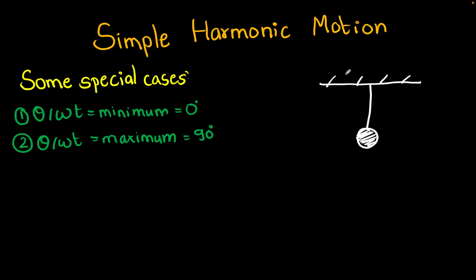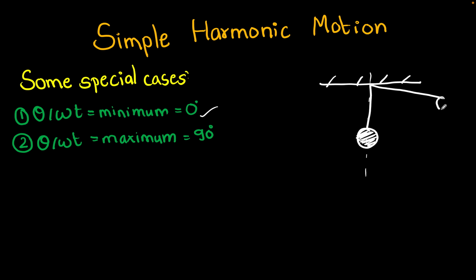Now first we'll see when there is no displacement, that means when theta or omega t is 0. That is this case right here, when the simple pendulum is not moving, rather it's in its mean position, its fixed position. First we will explore that, and then we will explore when theta or omega t is maximum. For now, let's say it's going to be 90 degrees, so maybe up till here.